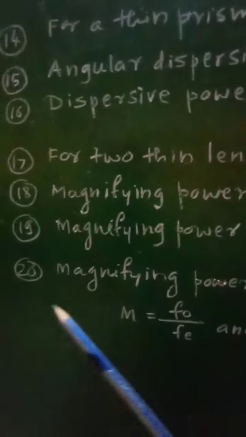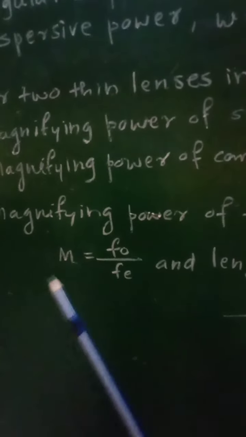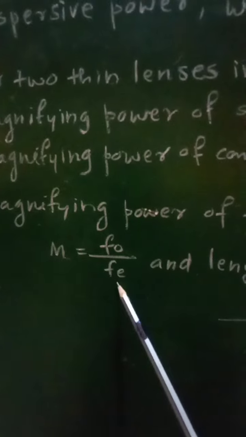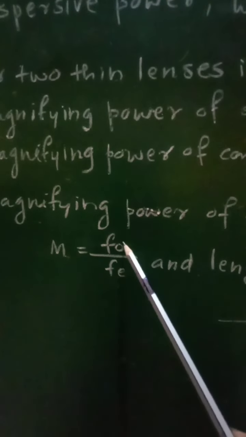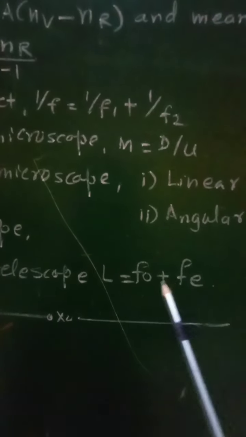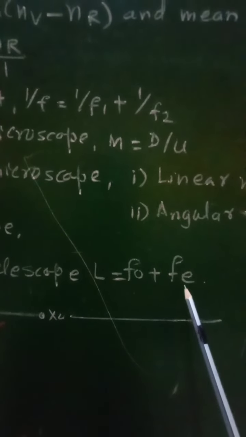Then the 20th formula gives the magnifying power of a telescope, which is given as m is equal to FO upon FE, where FO is the focal length of the objective and FE is the focal length of the eyepiece. The length of the telescope L is equal to FO plus FE, the focal length of the objective plus the focal length of the eyepiece. So these are some of the formulae in case of optics.